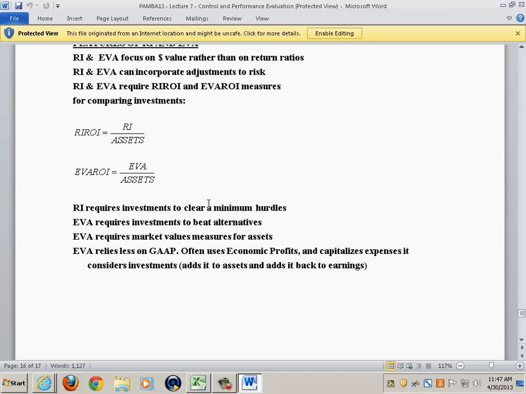So the residual income requires investments to clear minimum hurdles, minimum desired or minimum required return on investment. That's the residual income. The economic value added requires investment to beat alternatives, where the alternative is usually represented by the weighted average cost of capital. Remember, in the weighted average cost of capital, the cost of equity represents the best alternative return to your equity part. Now, EVA usually requires that the measure for the value of the assets will be market values.